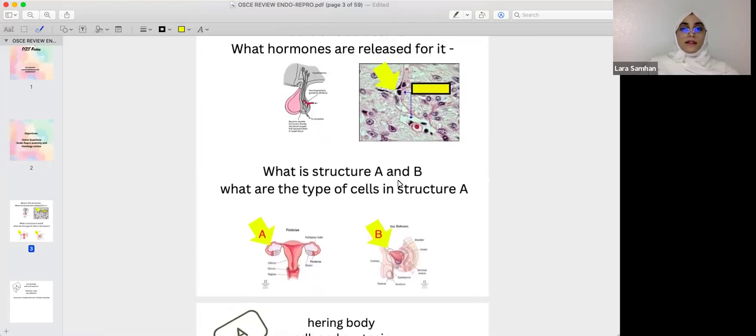It says here, what is structure A and structure B? We can see this is a gross image, and this is also a gross image. This is structure A and this is structure B. What do you think this is? Okay, so this is a fallopian tube, exactly, and structure B is the vas deferens, exactly.